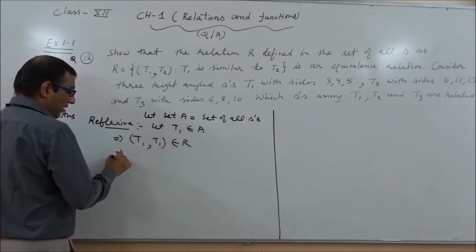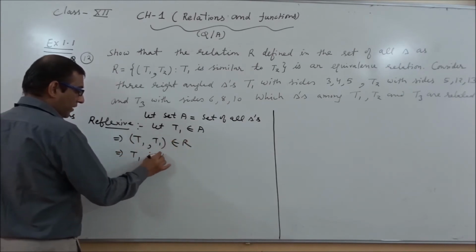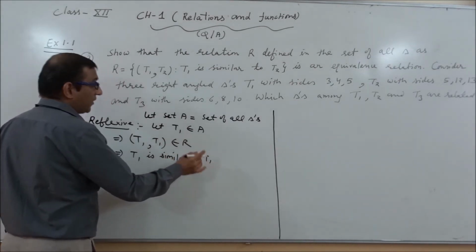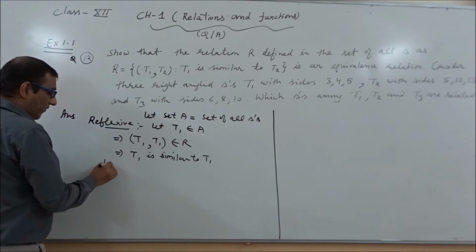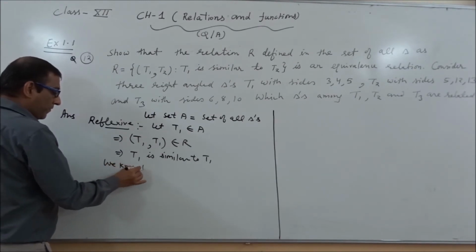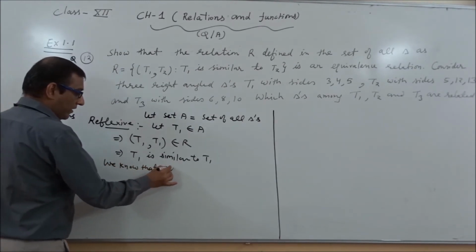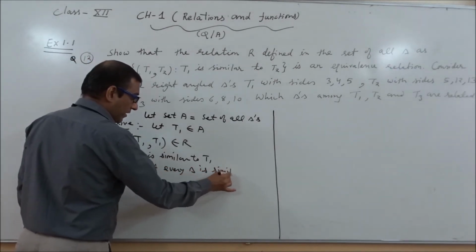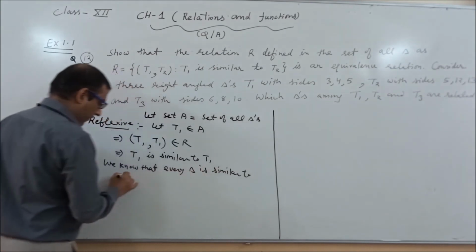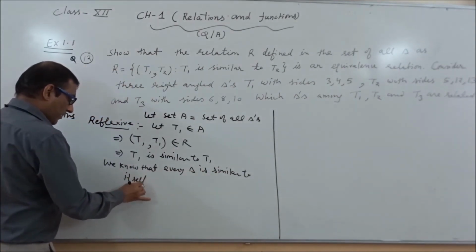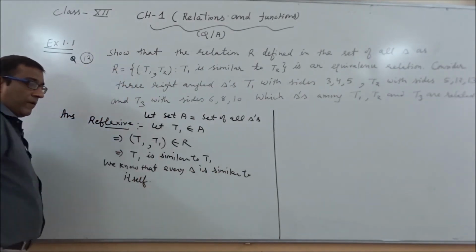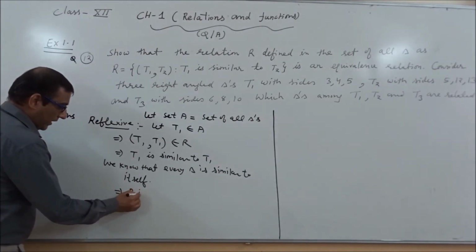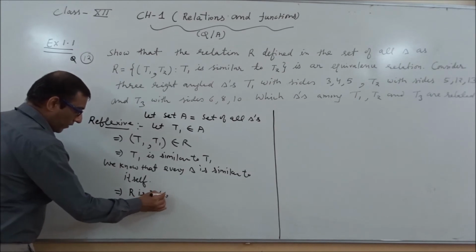It means T1 is similar to T1 as per the given relation, and we know very well that every triangle is similar to itself. That's why (T1, T1) belongs to R is possible. So here we can say R is reflexive.